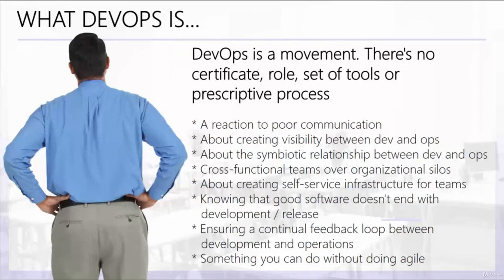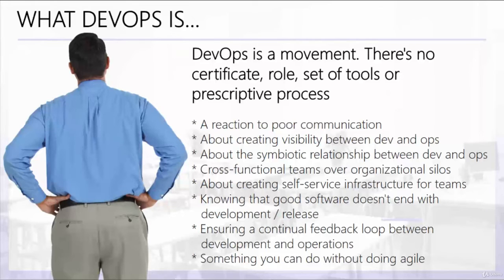The second aspect is about creating visibility between dev and ops. And now you're bringing both of these teams, so to speak, in one room, right? And they can communicate, they can work, they can assign tasks and view other tasks in a single environment. Third, about the symbiotic relationship between dev and ops, like I mentioned. So it's now intertwined, right? So both developers and operation folks are now working coherently together. Cross-functional teams over organizational silos is really what brought DevOps into place. And it's also about creating self-service infrastructure for teams, knowing that good software doesn't end with just development and release. Because these days you have versions of app development or versions of software coming up, right? So even though you deliver something to the customer, really it's knowing that good software doesn't really end there, right?